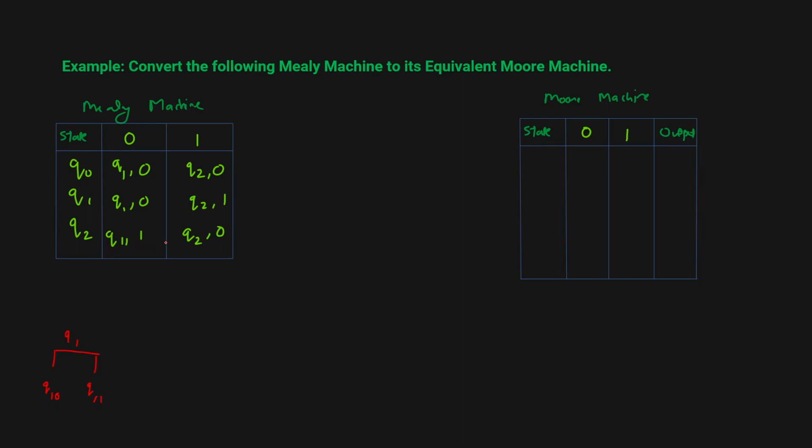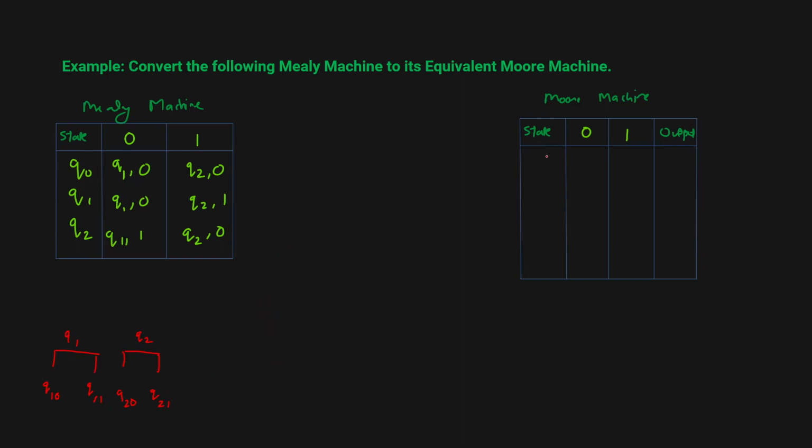In Q10 the output is supposed to be 0, and in Q11 the output is supposed to be 1. Now similarly we'll check for Q2. Over here in this column there is no Q2, but over here we have got Q2 and the output is 0, and over here Q2 and the output is 1. So again we have to create two different versions of Q2. The first one we'll call Q20 and the second one we'll call Q21, for different outputs. So we are done with Q0, Q1 and Q2.